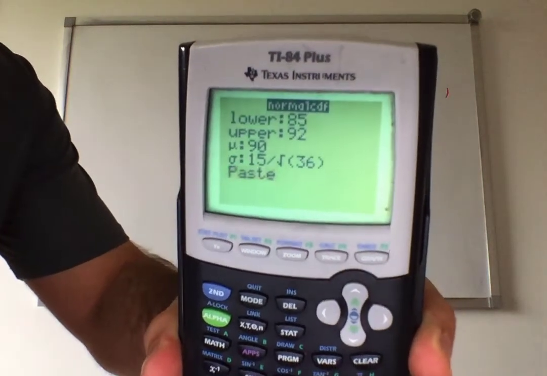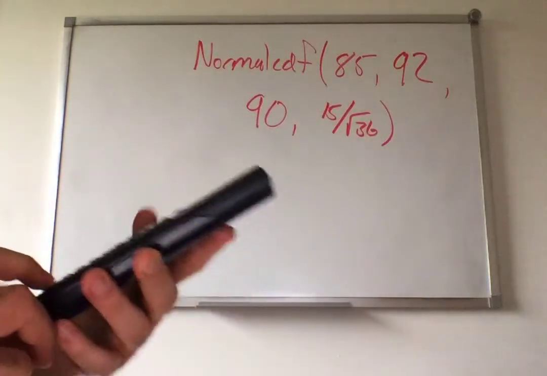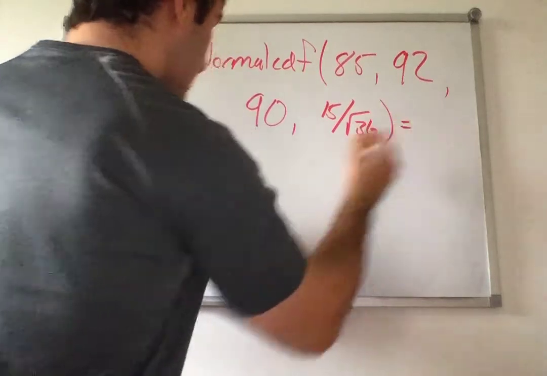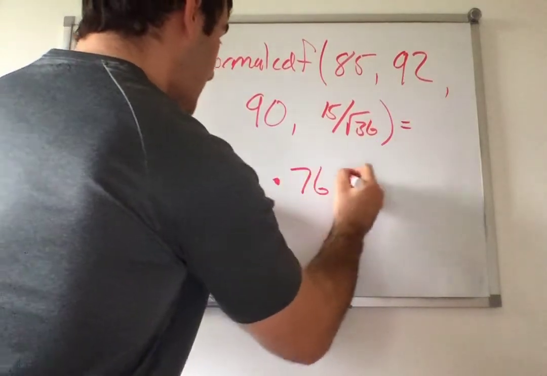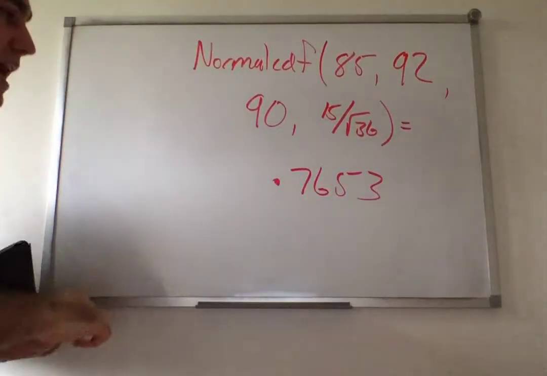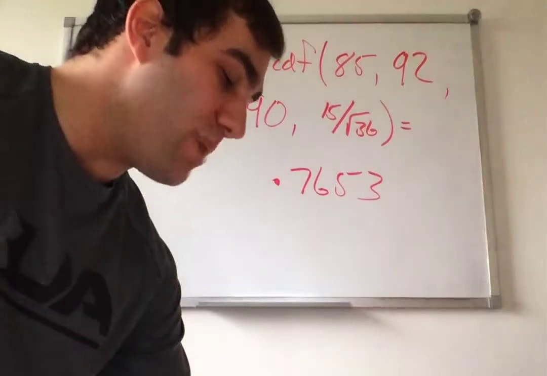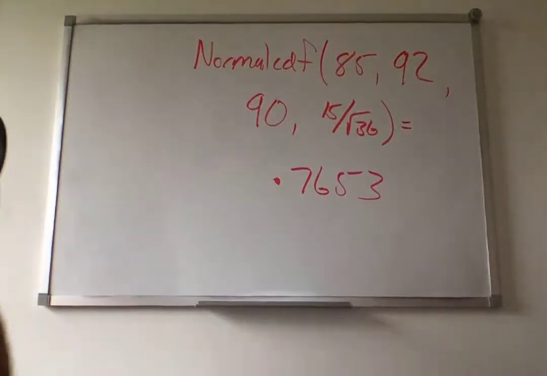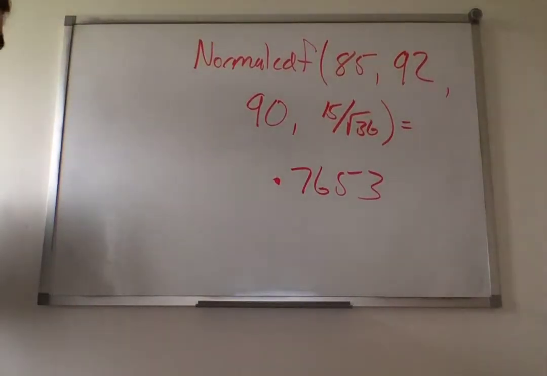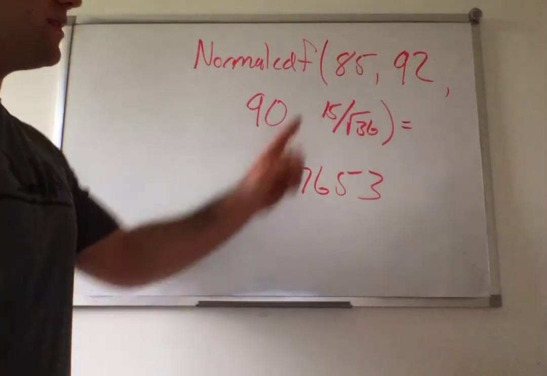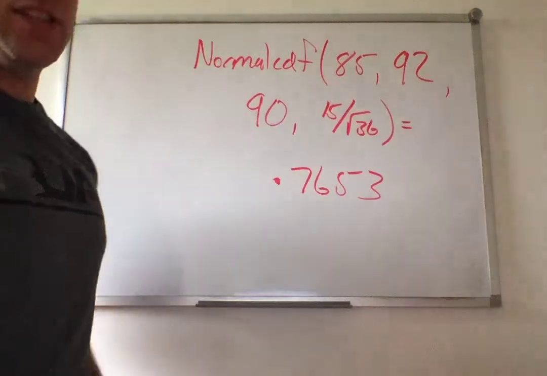Just type it in exactly like that, and now you can hit enter, and enter again, and you get a probability of 0.7653. So you have about a 76.5% chance that if you pick a random sample from your sampling distribution, it should have a mean between 85 and 92.